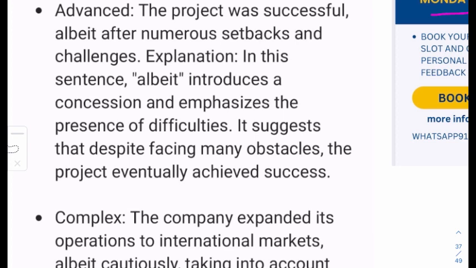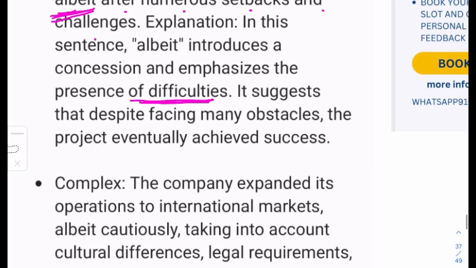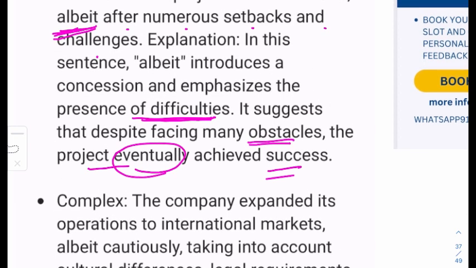Okay, now advanced. The project was successful, albeit after numerous setbacks and challenges. So what is this doing? It is emphasizing the difficulties, the obstacles, but the project eventually succeeded. Albeit after numerous setbacks means obstacles, challenges, difficulties. I have explained this here.